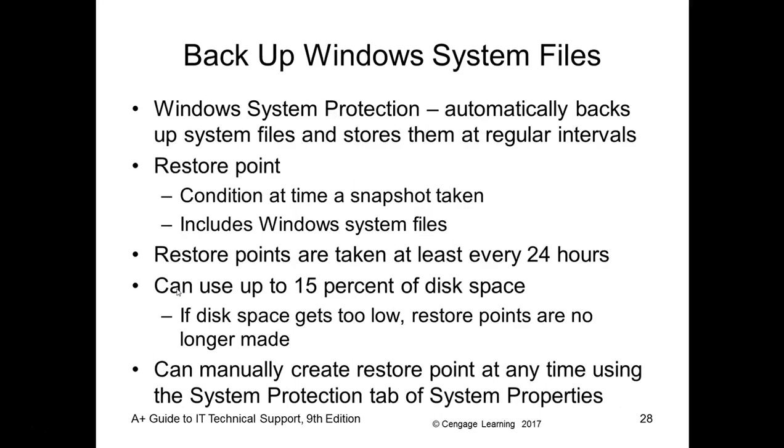Okay, so restore points, like it says here, is basically just taking a snapshot of your system. Okay, the difference between a system image and a restore point is that the image captures absolutely everything, whereas restore point is concentrated more on your system files. Okay, so it doesn't concentrate as much on the user data. So restore points can be taken at least every 24 hours. You can also kick these off manually if you want to.